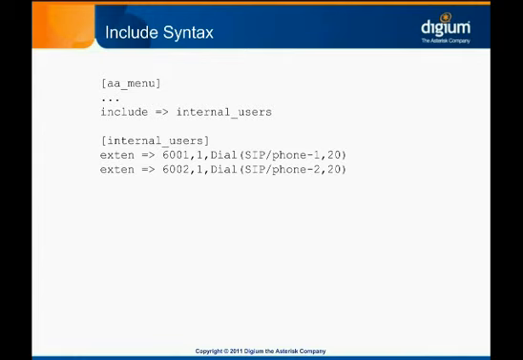Context includes are defined in extensions.conf, anywhere inside the context that will be including the other context. The syntax for the include statement is simple. Include equals greater than, followed by the name of the context to include. When this statement is present, if Asterisk is unable to match the dialed digits to an extension in the current context, it will look in the included context for a match.